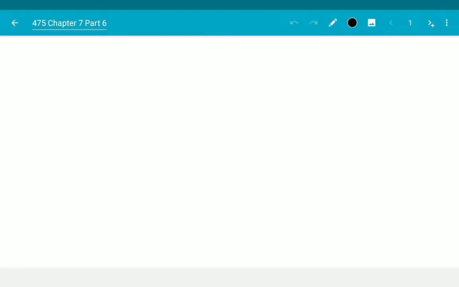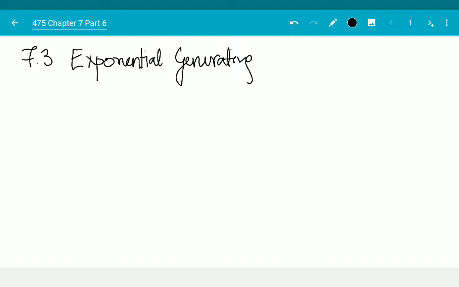So we saw generating functions of the normal kind before. Now we'll look at what are called exponential generating functions. 7.3, exponential generating functions. So what are exponential generating functions?